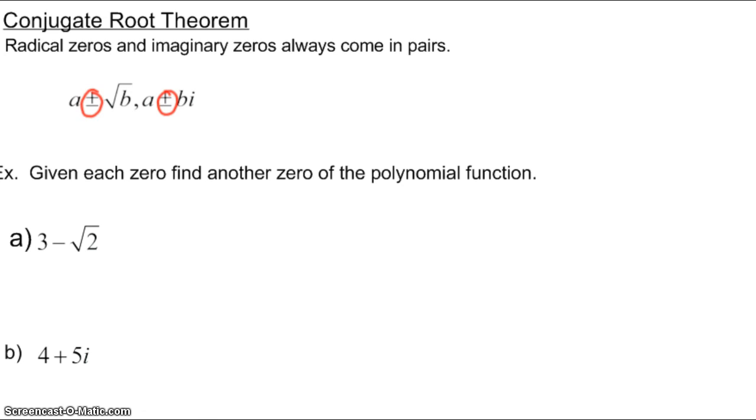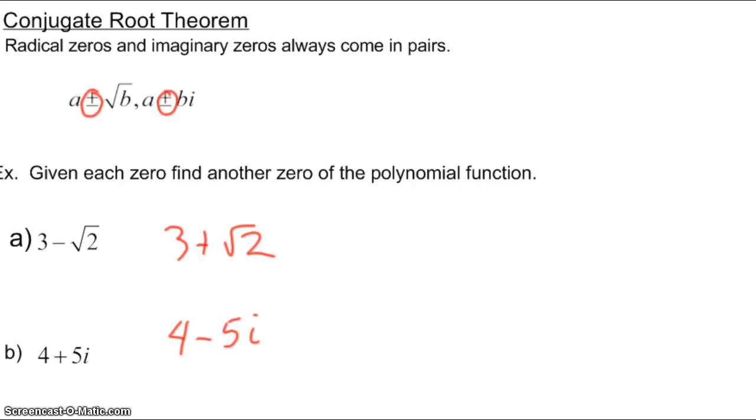Take a look at how easy this is. Suppose I'm given each 0 and I'm asked to find another 0 of the polynomial function. Watch what I'm going to do. Well, if I'm told that 3 minus the square root of 2 is a 0, what can we assume according to this? Well, 3 plus the square root of 2 must also be a 0. In the next example, if 4 plus 5i is a 0, what must be a 0? 4 minus 5i. I could assume that that would also have to be a 0.